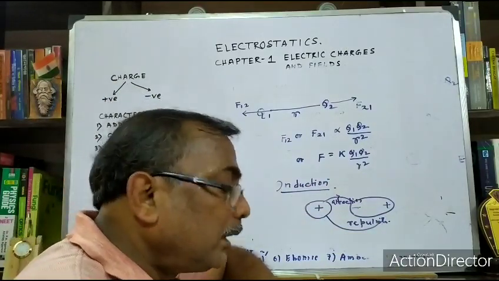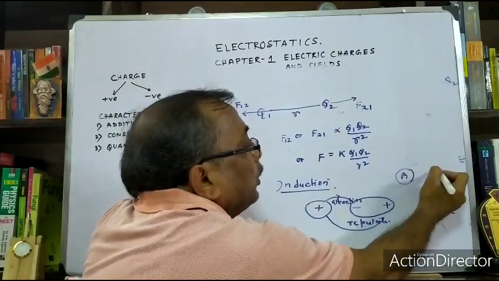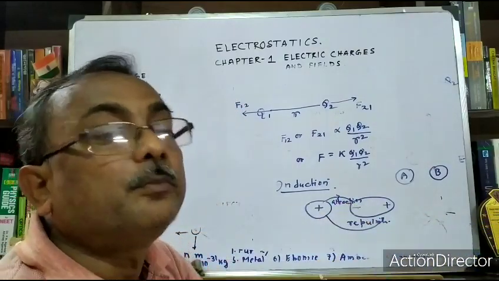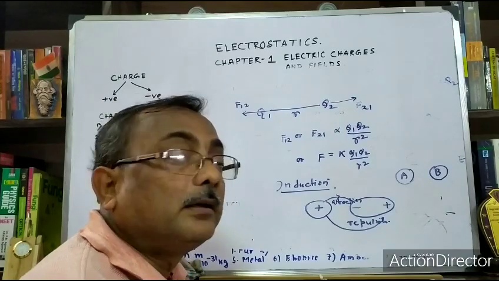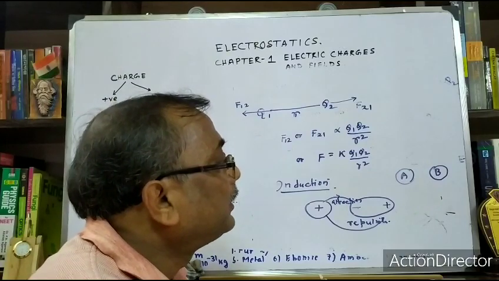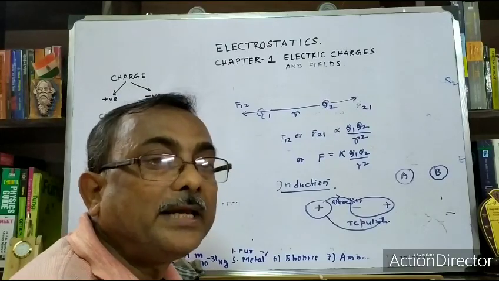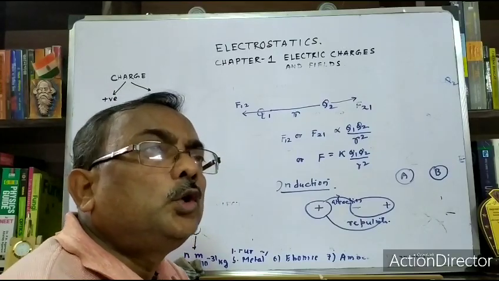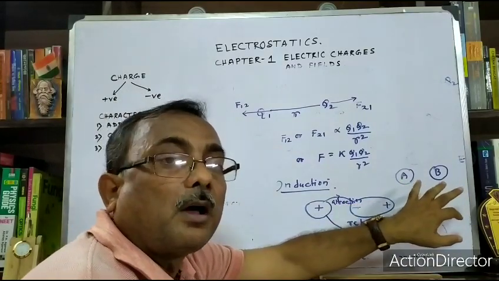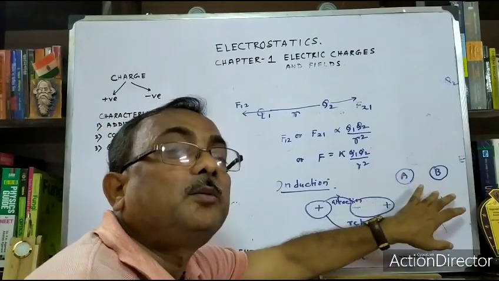Now, another question. Suppose two bodies A and B, and we don't know the nature of the charges of the bodies. The two bodies are kept nearby, and when attraction takes place, what can you say? If attraction takes place between the two bodies A and B, there are two answers. Answer number one, the bodies have unlike charges, and number two, one body is charged and the other body is uncharged.